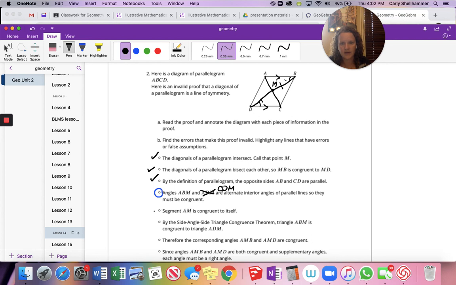Therefore, step 5, AM is congruent to itself. Okay. I don't think we want AM. Therefore, that one doesn't matter. But we know that AM is equal to MC because the diagonals bisect each other. So this one is true, but it's not helping us. We don't like it.